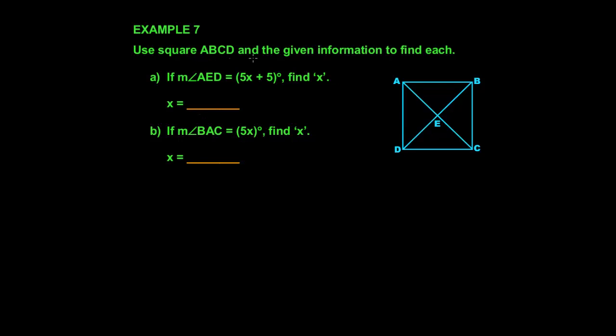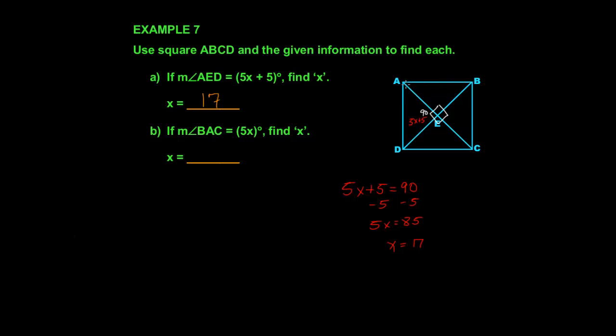Alright, let's look at our last example. It says use square ABCD, so it told us it's a square and we know all the properties to it now. And use the given information to find each. What do we know about these to begin with? Angle AED, we know it equals 90. It tells us that it's 5x plus 5. So 5x plus 5 equals 90. Minus 5, minus 5. 5x equals 85. X at that point then equals 17. So x equals 17.